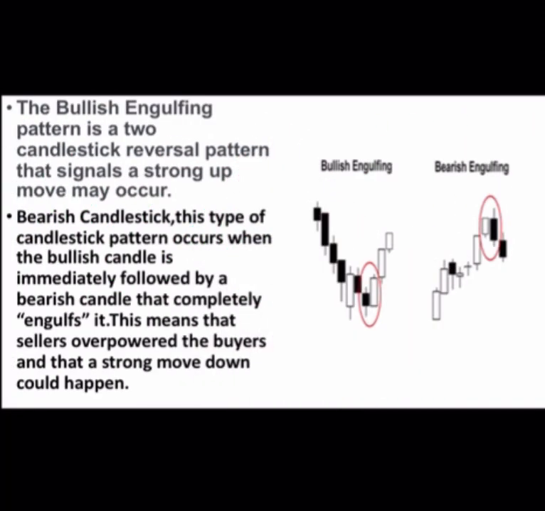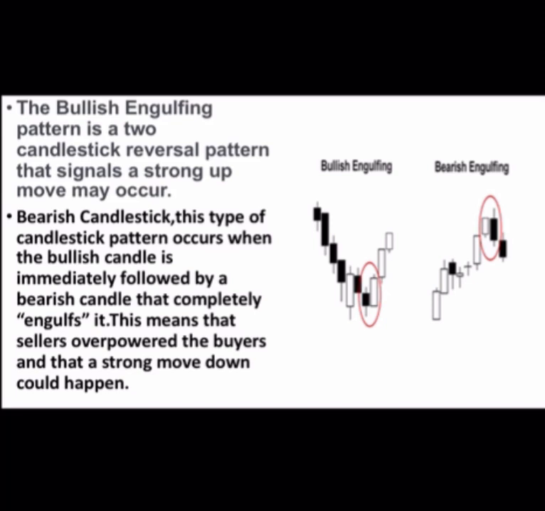The next one we have here is the engulfing candlestick. This is a very important candlestick. Now, the engulfing candlestick can either be a bearish engulfing candlestick or a bullish engulfing candlestick. When they say something is engulfing, it means something is overwhelming the other one. So in this case, we can have a bullish candlestick overwhelming a bearish candlestick, or a bearish candlestick overwhelming a bullish candlestick.